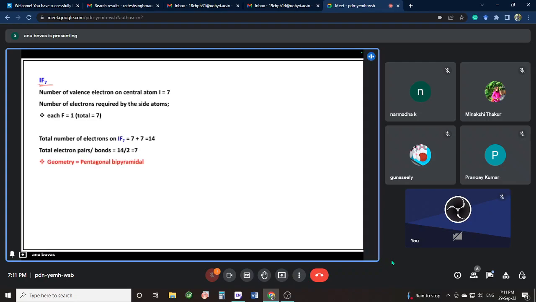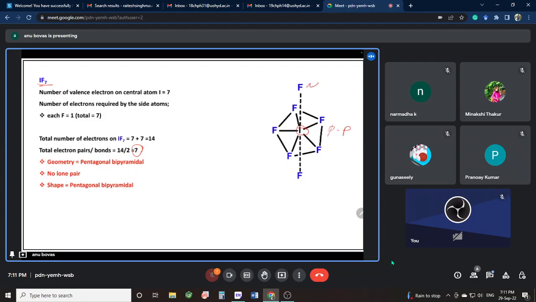And based on the number of electron pairs, as we saw earlier, we can find out the geometry of the given molecule. Since we have 7 electron pairs, the geometry will be pentagonal bipyramidal, and there is no lone pair, so the shape will also be pentagonal bipyramidal with iodine as the central atom, 5 fluorine in the pentagonal plane, and 1 axial up and 1 axial down, 2 fluorine atoms in axial positions. Okay, now we know the shape of IF7. From the shape, we need to find out the point group.